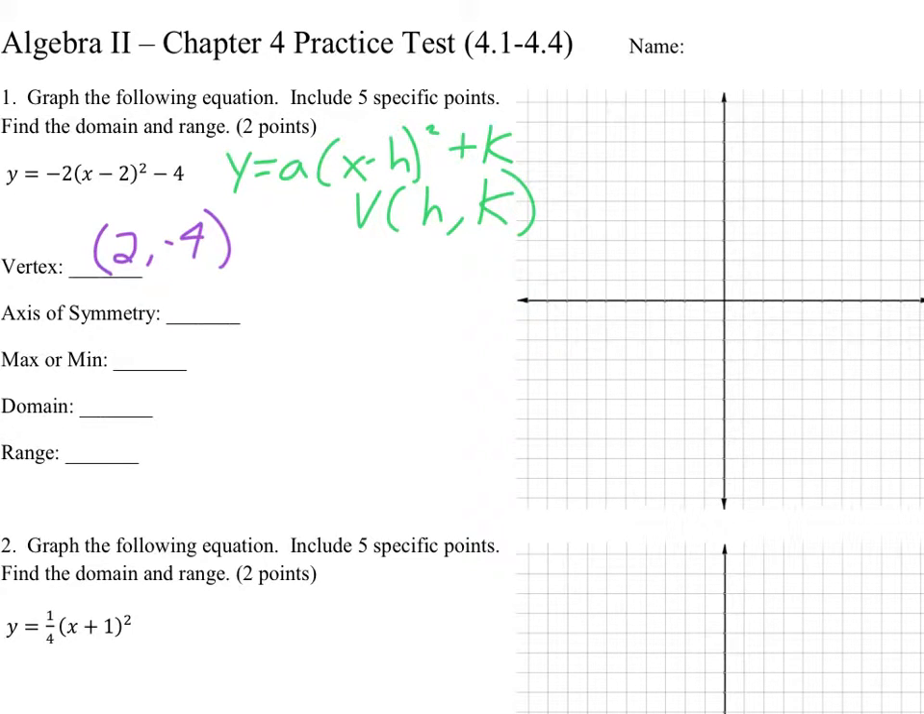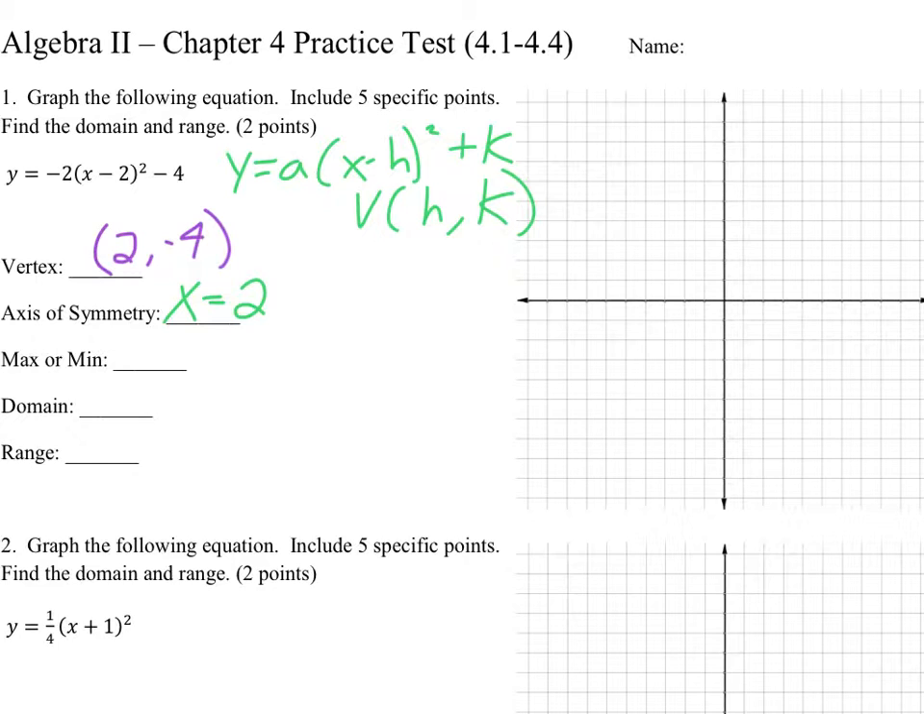So that's where the vertex is, so I already know where that point is. The axis of symmetry is a vertical line that goes through the vertex, so the equation for that is x equals 2. Now it's very important we have the x there. If you just put 2, that's not really an axis of symmetry, it's just a number, it's not a line on the graph. So x equals 2 would be that vertical line that goes through there.